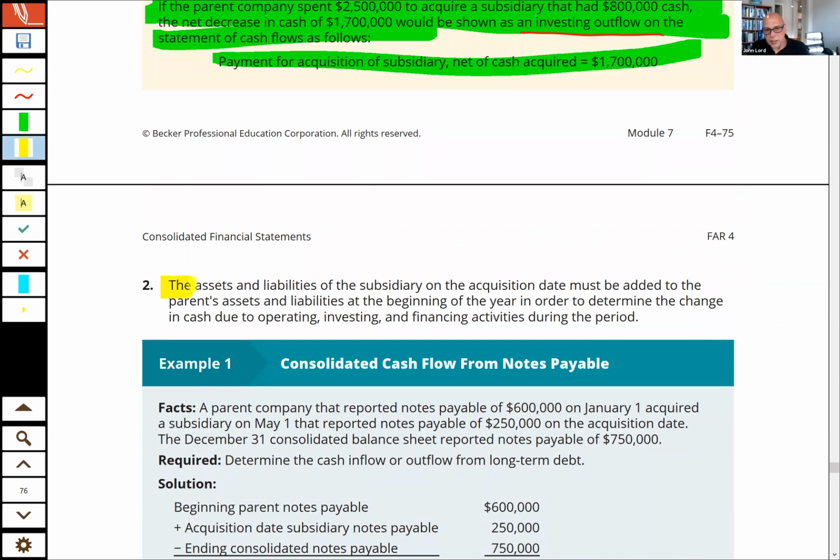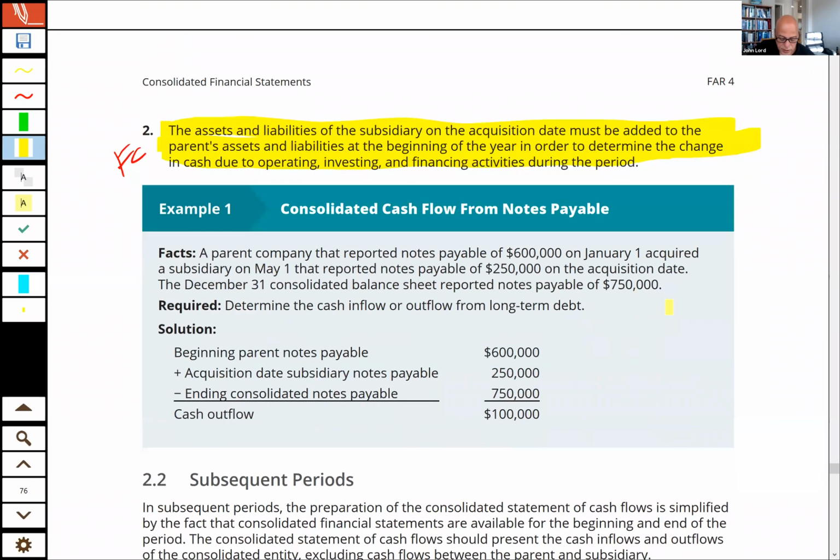Come over, and we're just going to flashcard how we do these things. If we get something where they're asking us to prepare a statement of cash flows and it ends up being consolidated, they may give you some additional facts, and this is the nature of things that they may give you. That's why I want you to flashcard these and know how to handle these. The assets and liabilities of the subsidiary on the acquisition date must be added to the parent's assets and liabilities at the beginning of the year in order to determine the change in cash due to operating, investing, and financing activities. Again, look at the example.